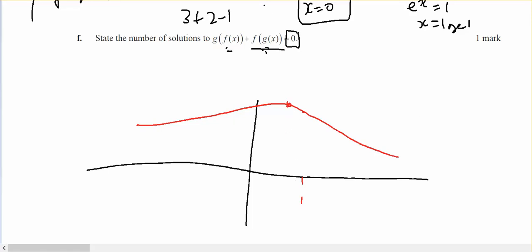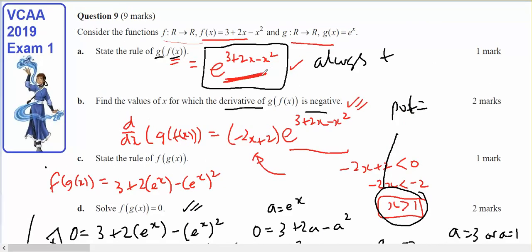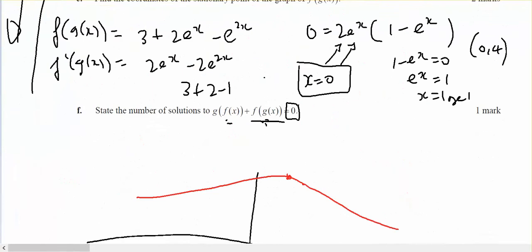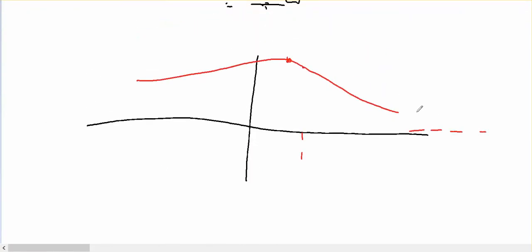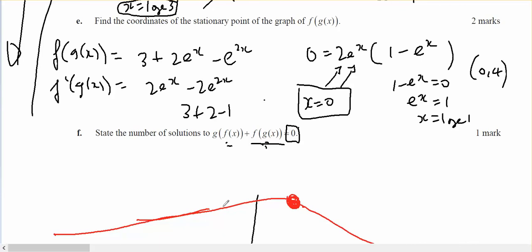Why do I know that? I know that it is always positive because an exponential can never equal 0 or be negative unless it's been translated down. And it's only got a negative derivative when x is bigger than 1. So it's asymptotic and asymptotic, and there's only one stationary point. Here it is here at x equals 1. So that's what that's going to look like. So this one is always positive. So to add to this to get a 0, then the other one's got to be below the x-axis.